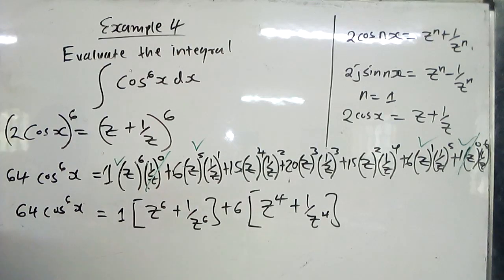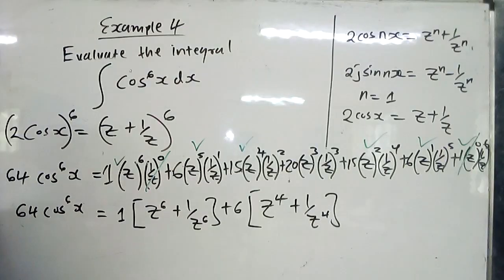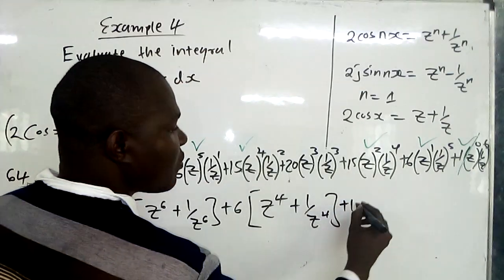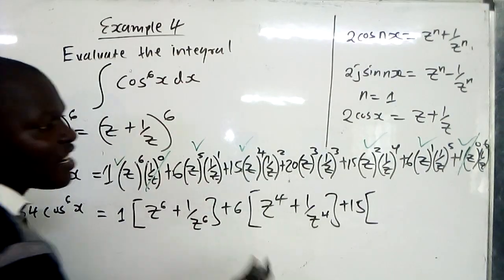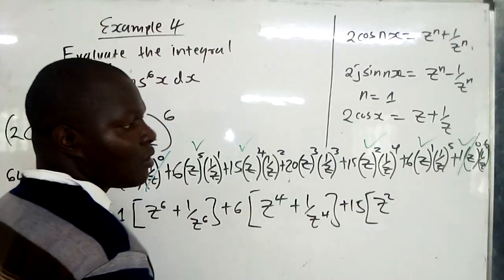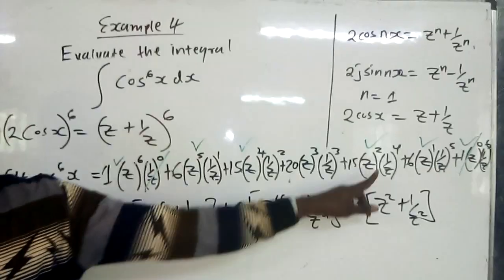Then you move to the next one. This one is having a coefficient of 15 and a coefficient of 15. So you join them together, isn't it? So it is plus 15 into z raised to power 4 divided by z raised to power 2. See, that is z raised to power 2. Meaning the other one must also be 1 over z raised to power 2. You can see everything is positive.